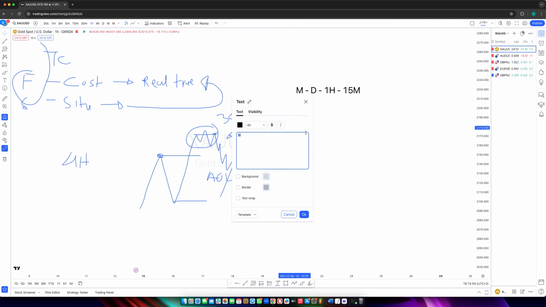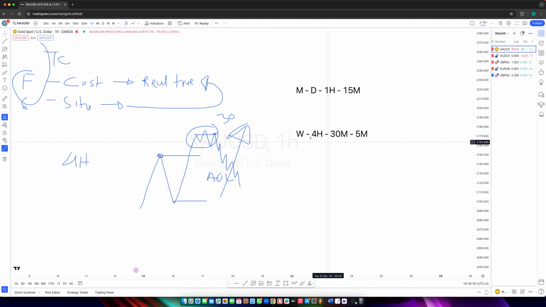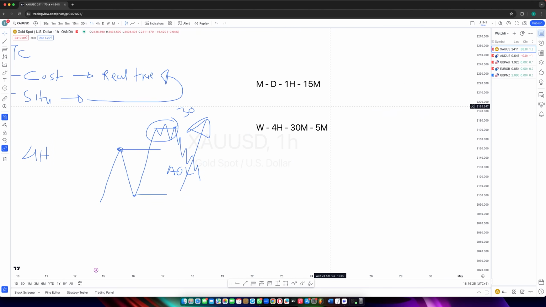But also the weekly time frame has situational time frames that it combines with to give us the coordination. From weekly we have 4H, after 4H we have 30 minutes, and after 30 minutes we have 5 minutes. So this is the weekly time frame coordination, and this is the monthly time frame coordination.